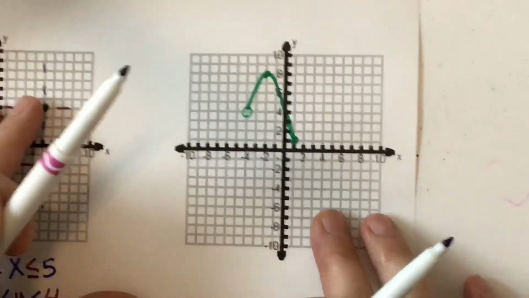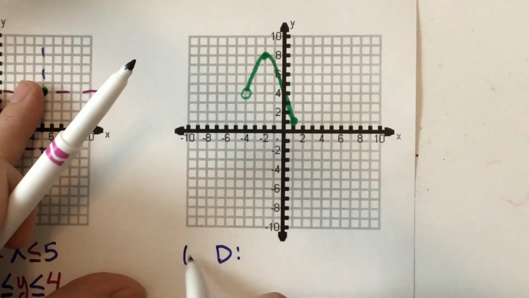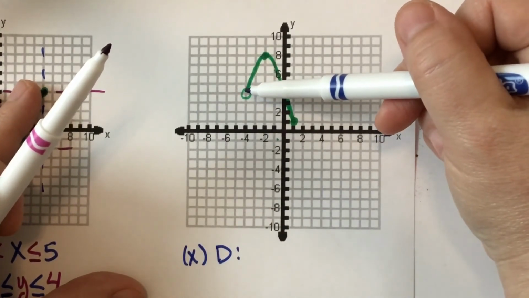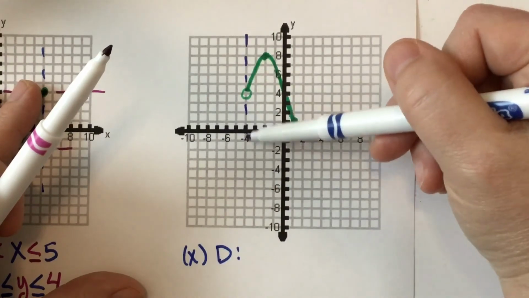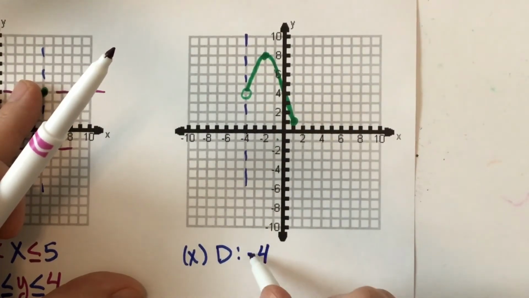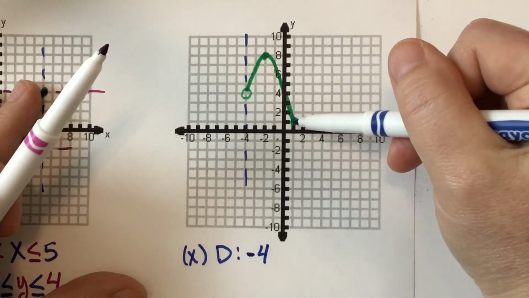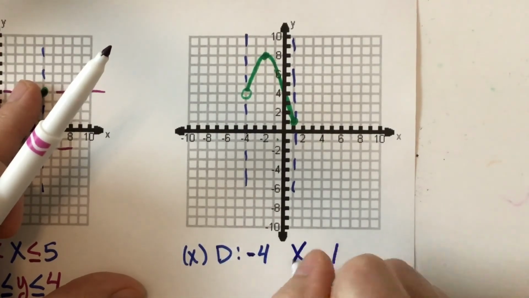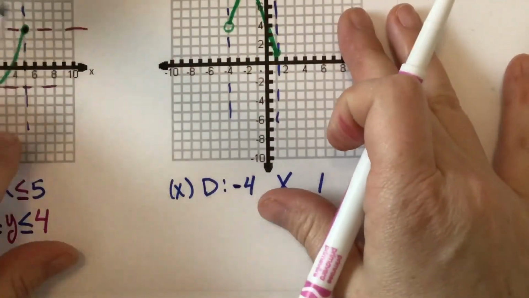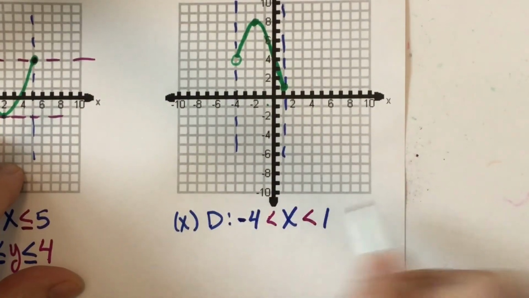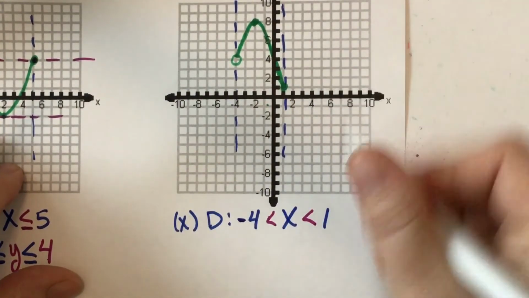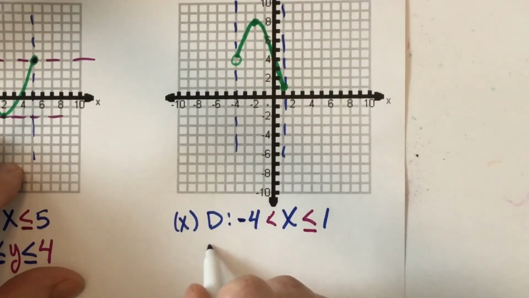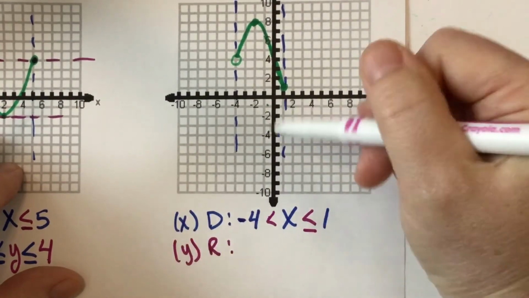So looking at this one, domain, once again, we're looking at x's, left and right. This is my farthest left x. Can you tell me what that x value is? -4. Good. So that's my farthest left x. And then this is my farthest right x. Can you tell me what that x value is? Yep, a +1. And it's all the x's in between. And then slap those symbols down. The 1 is the closed circle, so it gets the equals, but the -4 is the open, so no equals.